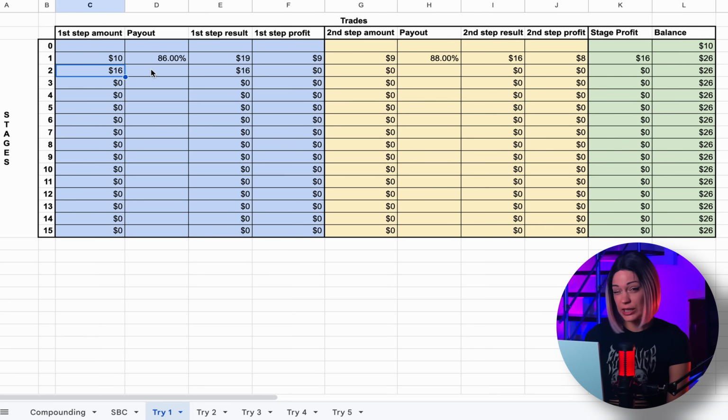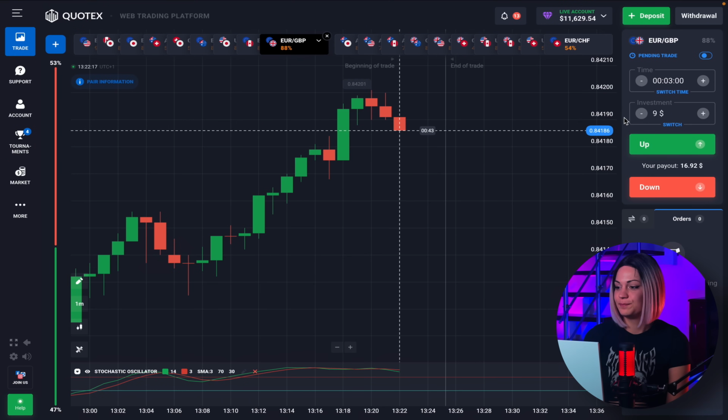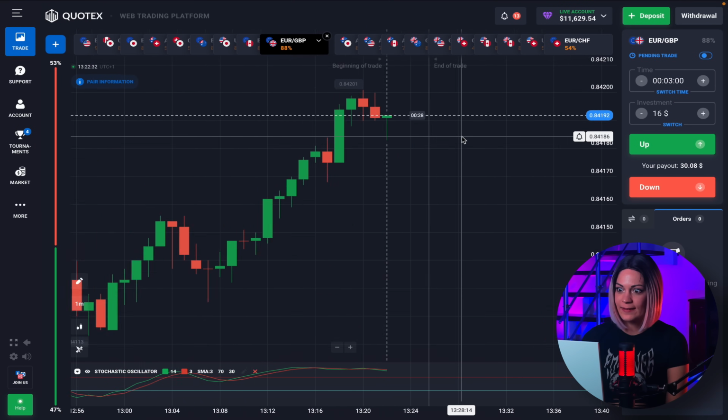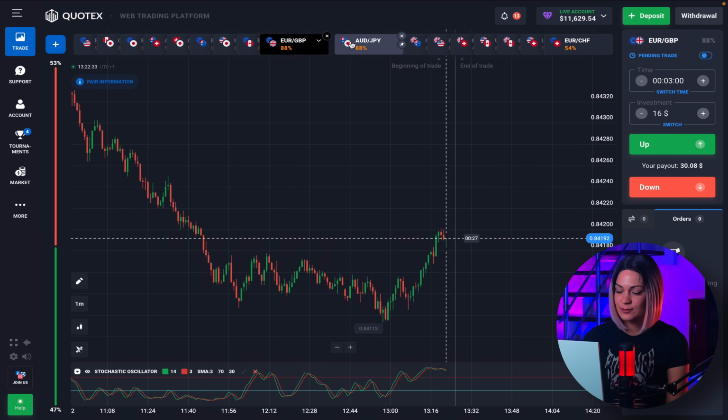Here, it is a bit risky. It's a bit more risky than the previous one, because if we lose this one, we are going back not to the second step of the first stage, we're going back to the first step of the first stage. Let's hope it's going to be closed in black as well. Getting the platform ready, and let's start looking for the new entry point.